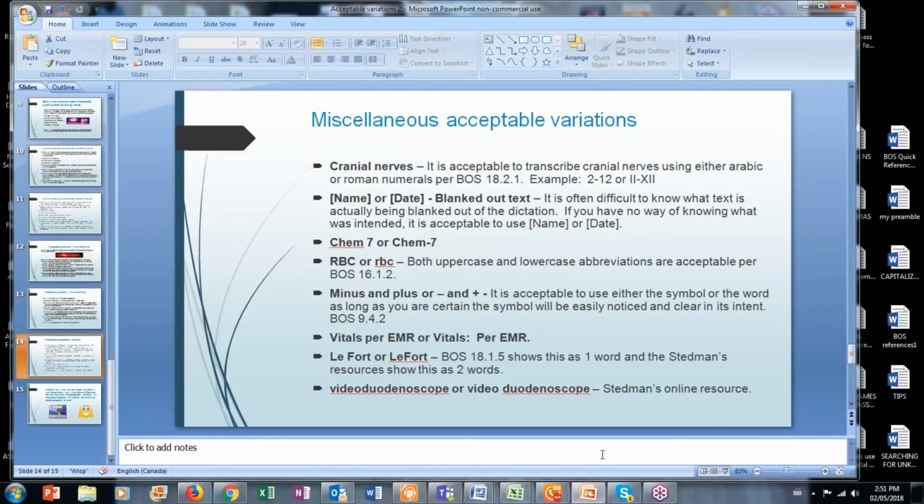And video duodenoscope or video duodenoscope, one word or two. We found both in Stedman's online resources, so we accept both ways, one or two words.